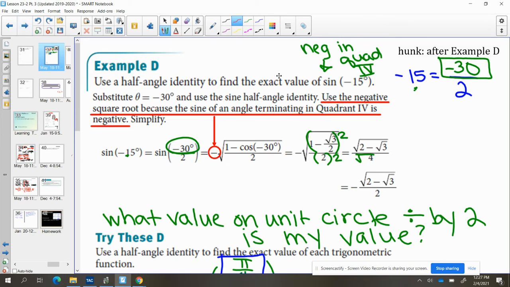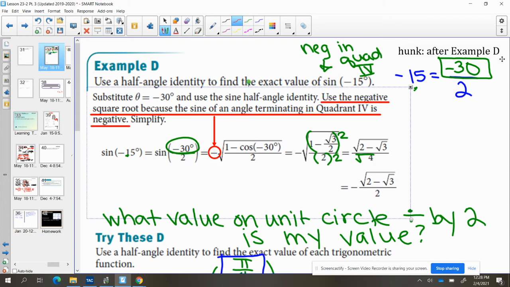The first example asks us to find the exact value of sine of negative 15. Think about what value, when divided by 2, is negative 15. That's negative 30, and that's a value we do know the formula for. Since it's in quadrant 4, sine is negative there, so sine of negative 15 is negative. That's why we choose the negative out front as opposed to the positive when we have the plus or minus.